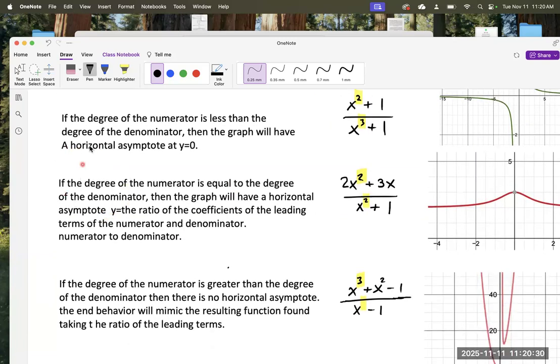So now the second case is if the degree of the numerator is equal to the degree of the denominator. Then the graph will have a horizontal asymptote, but it'll be the ratio of the coefficients of the leading terms, numerator to denominator. So you will have a horizontal asymptote.